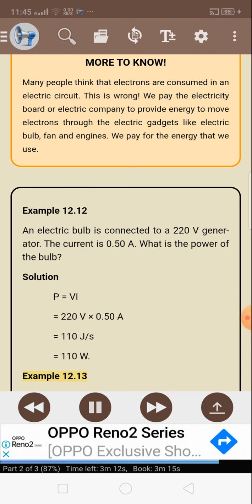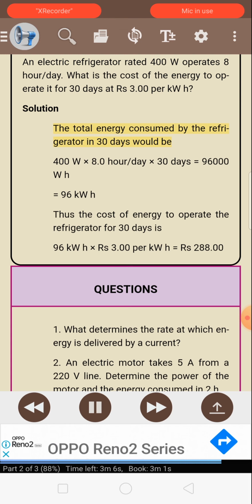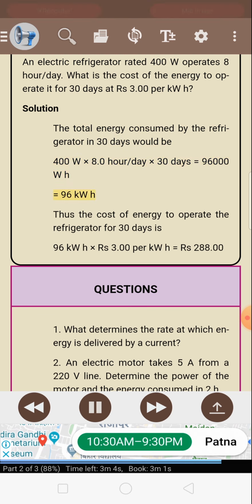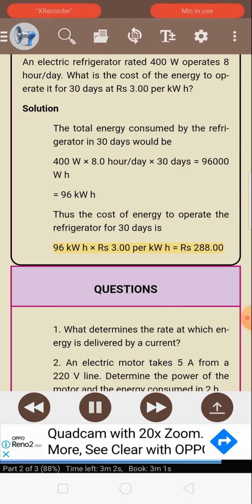Example 12.13. An electric refrigerator rated 400 W operates 8 hours per day. What is the cost of the energy to operate it for 30 days at 3 rupees per kWh? Solution. The total energy consumed by the refrigerator in 30 days would be 400 W × 8.0 hour per day × 30 days = 96,000 Wh = 96 kWh. Thus the cost of energy to operate the refrigerator for 30 days is 96 kWh × 3 rupees per kWh = 288 rupees.